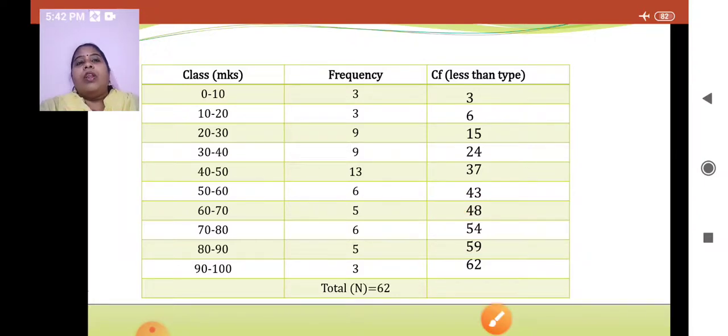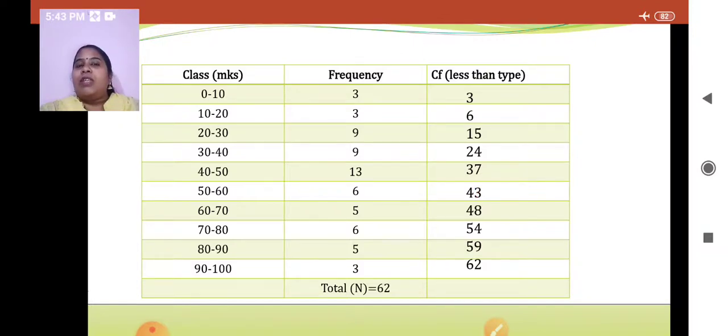Okay. Now, what type of questions can be asked in this? Suppose I ask you, I hope you remember CF less than type. What are we considering there? Cumulative frequency less than the upper limit. Yes, upper limit or lower limit, you are getting confused. Now, CF less than type, I have prepared the table for you. Now, what type of questions can be asked?